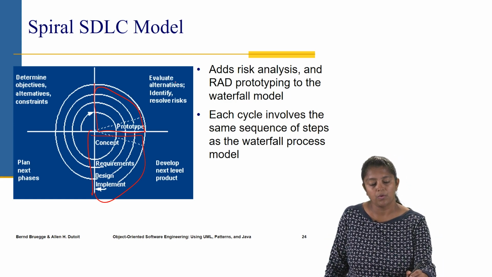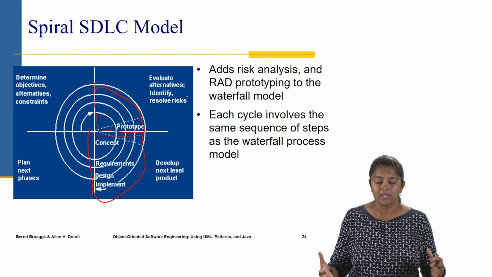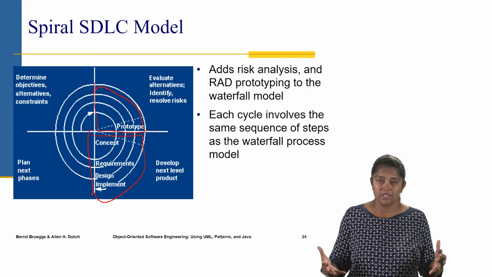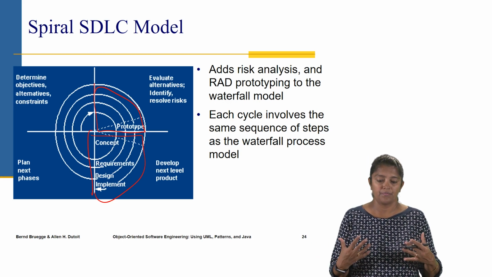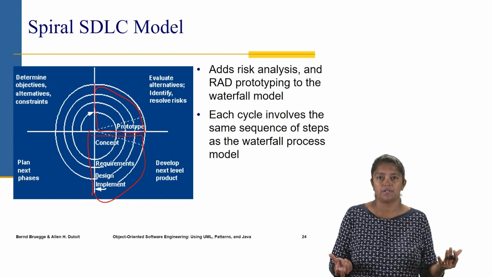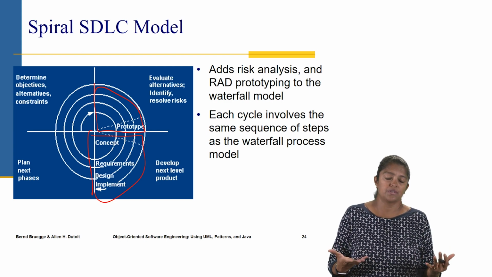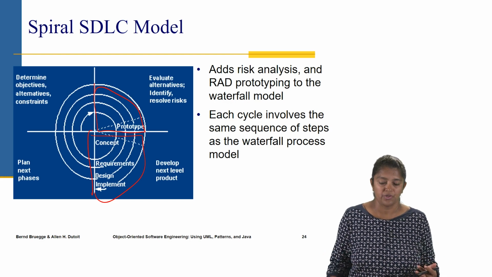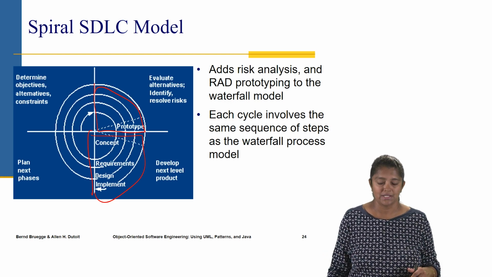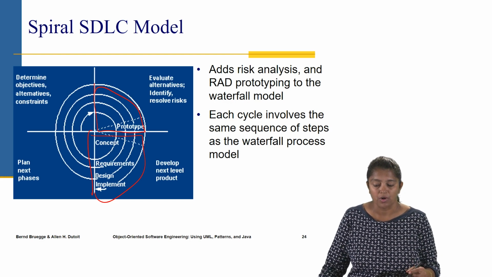The first quadrant, the idea is to evaluate what is to be done, what are the alternatives, identify any of the risks, and if those risks happen, what are some of the alternatives. So this analysis happens in the first quadrant.